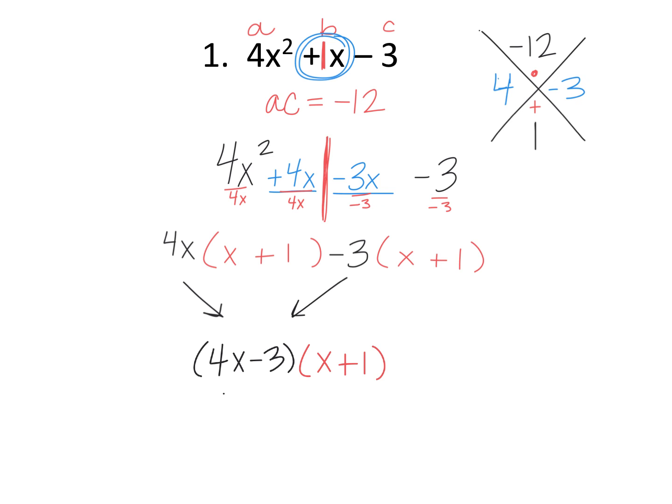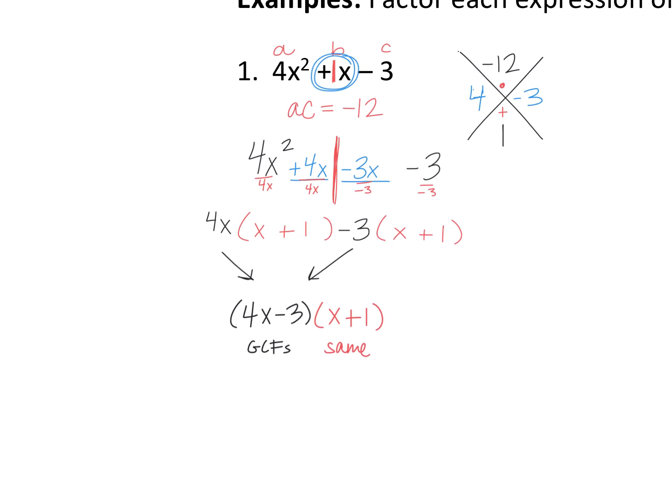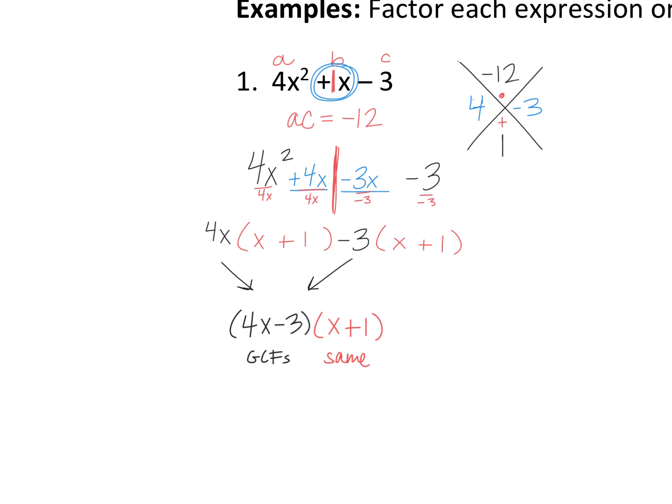So notice we have the GCFs, and then same. Just trying to explain it out a little bit more. You have to have them side by side if it's your final answer. If you were to FOIL this or distribute it back out, it would get you back to 4x squared plus 1x minus 3.